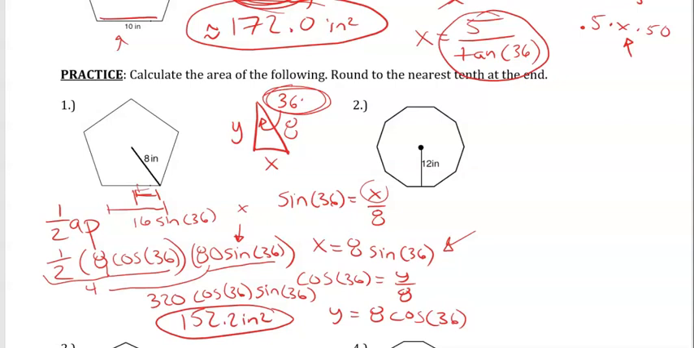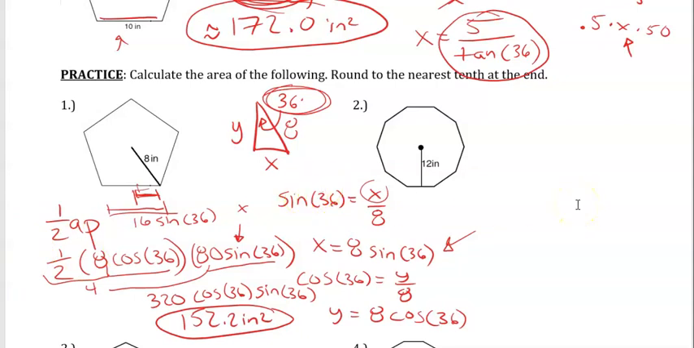Does anybody have any questions about how I did number 1? It's the hardest part, I would say, is the whole, this is 8 sines. So the whole thing is 16 sines, and the perimeter is how many sines of 36? No questions? Okay, let's go to another problem.